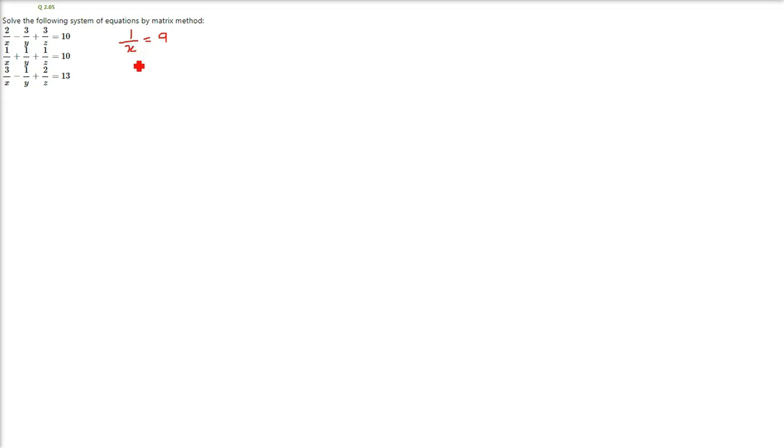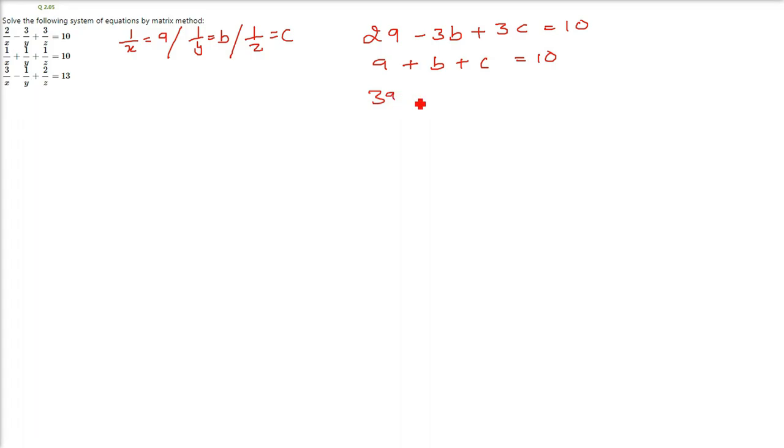That is, once you have assumed 1 by x as A, so whatever is the answer A, you can make it as 1 by x, or x will be 1 by A. 1 by y is B, 1 by z is C. You can take any letter of your choice, doesn't matter, right? Okay, so what will be the equation here? 2a minus 3b plus 3c equals 10. Second equation will be a plus b plus c equals 10. Third one will be 3a minus b plus 2c equals 30.